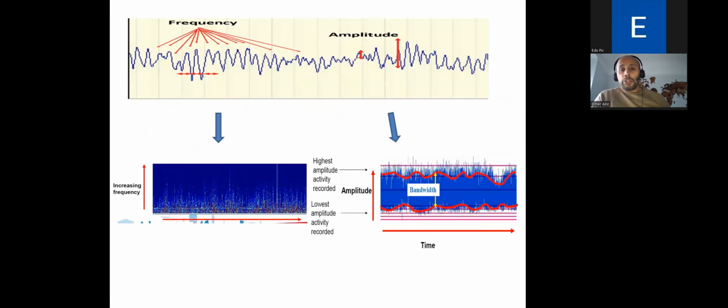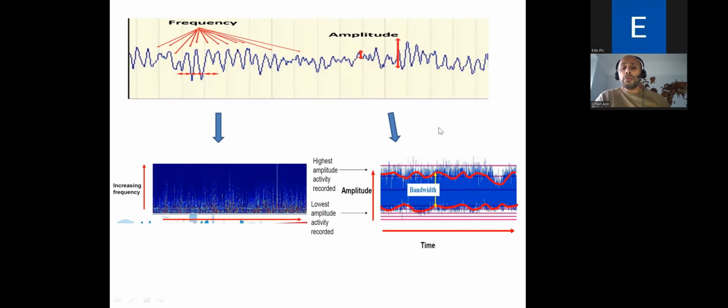As I mentioned, there's two components of the squiggly lines or the waves of EEG that we look at. How fast they're going, and that is converted into a color scale. So the more red that appears upon the screen, the faster the activity of these waves.